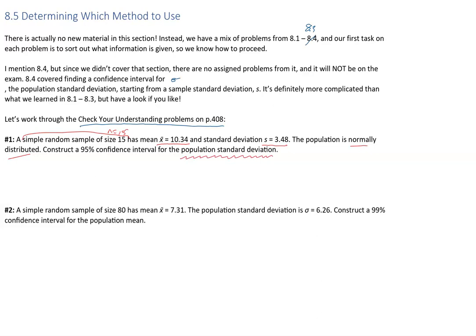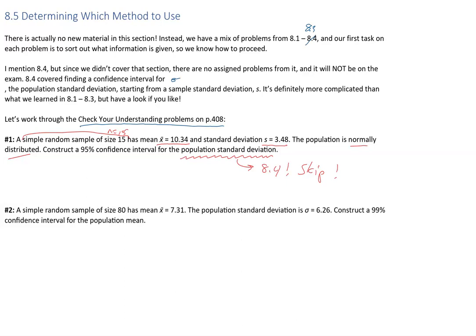So right there, the first check your understanding problem is about standard deviation. That's 8.4. We're going to skip this problem. And you will certainly not see any of these kinds of problems in your homework or on the exam. But I thought I'd throw it in there just to give us practice reading the problem.